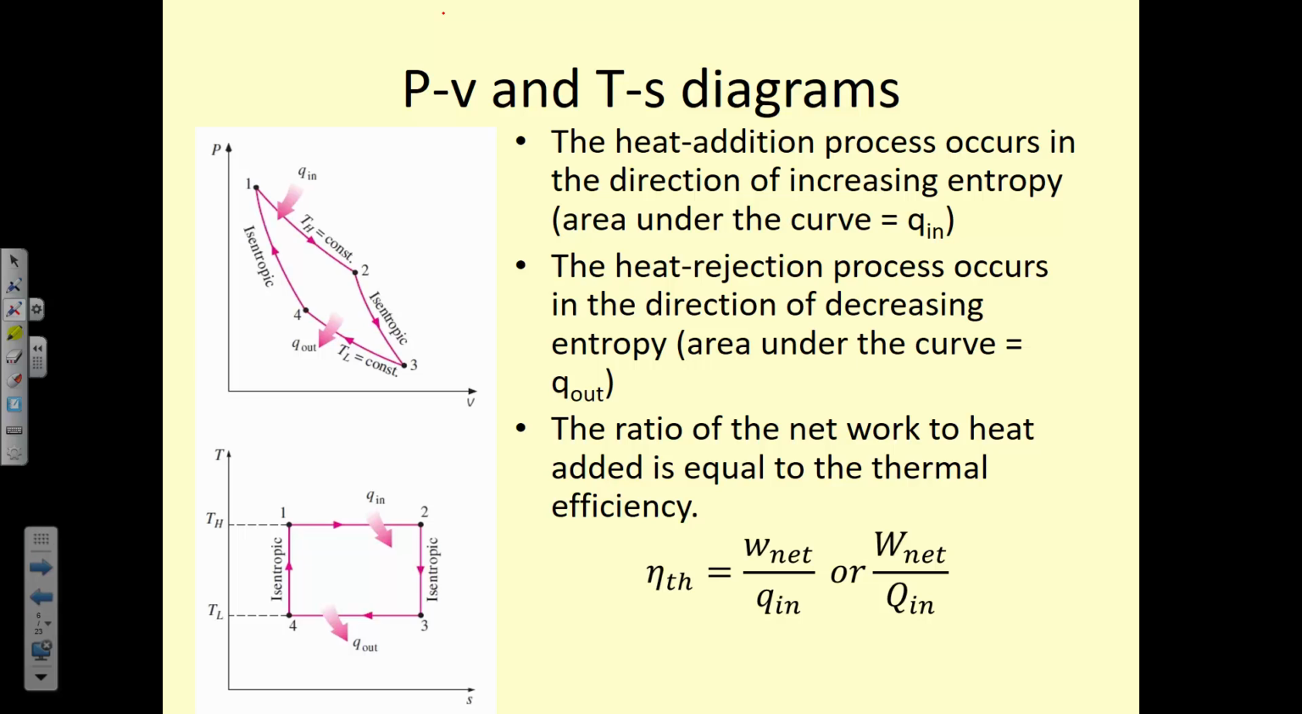And then if we look at the ratio of the net work to the net heat, that gives us the thermal efficiency. So the same as we've looked at before with previous devices and cycles, we can look at the thermal efficiency for these power cycles. And if you look at the area under the curve on a TS diagram, we can see that this is Q in, this is Q out, and then Q net gives us that area inside the curve on the TS diagram. So PV diagrams are good for us to look at the work net, and TS diagrams are good for us to look at the Q net.